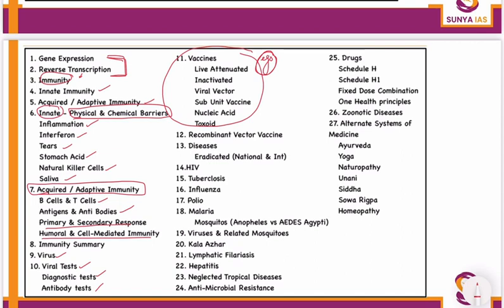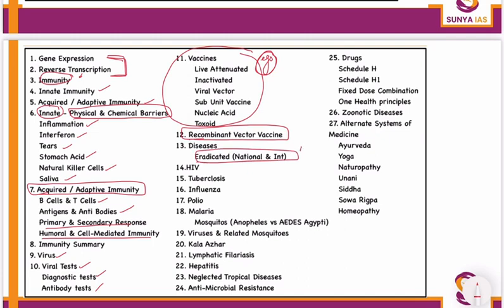Okay, so under which category will Sinovac lie, under which will Bharat Biotech lie, Moderna will lie under mRNA vaccines, this and that you have to do. Inactivated, viral vector, subunit vaccine, toxoid vaccine, etc. Then you have to do the concept of recombinant vector vaccines, followed by the diseases. In this make a chart of what are the diseases which have been eradicated nationally and internationally.